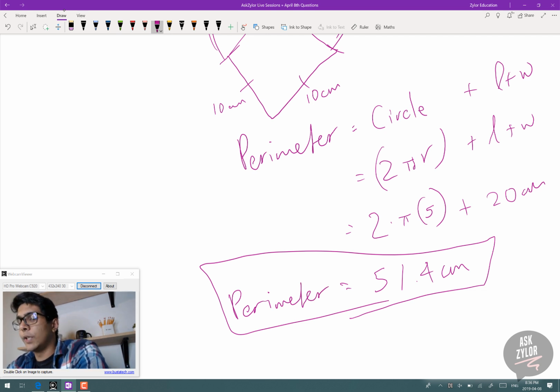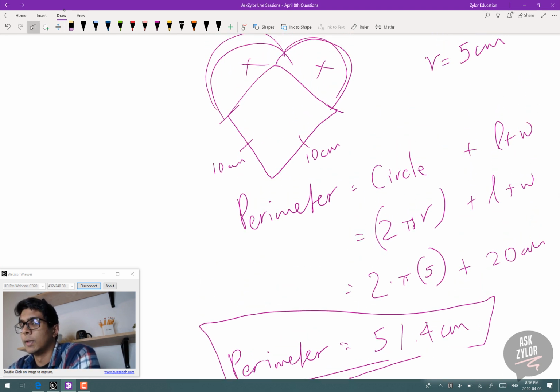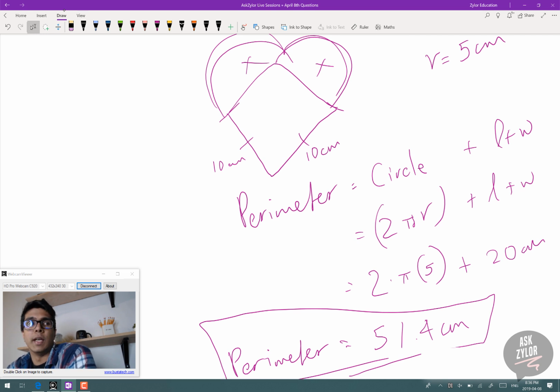Right? So whenever you're evaluating the surface area, volume, area, or perimeter for irregular shapes that combine multiple shapes, just evaluate them individually and then add them up together at the end.